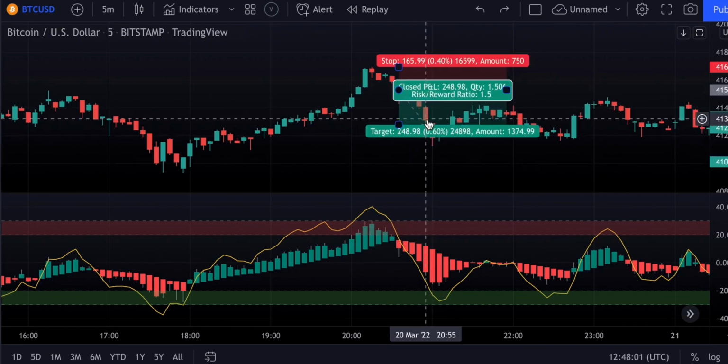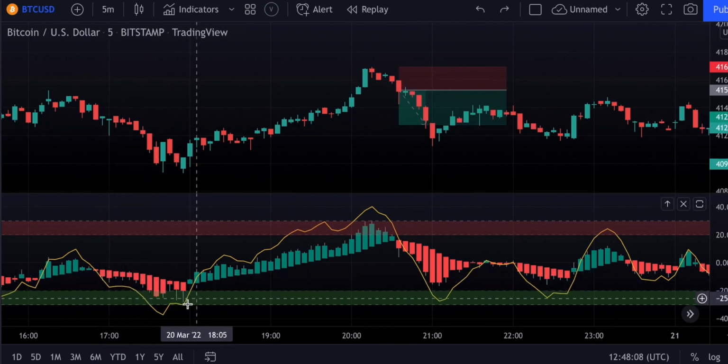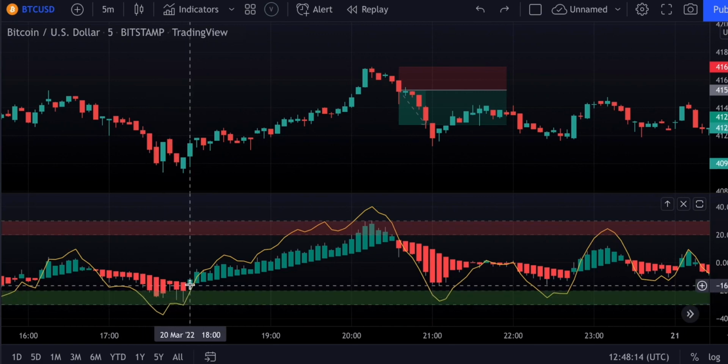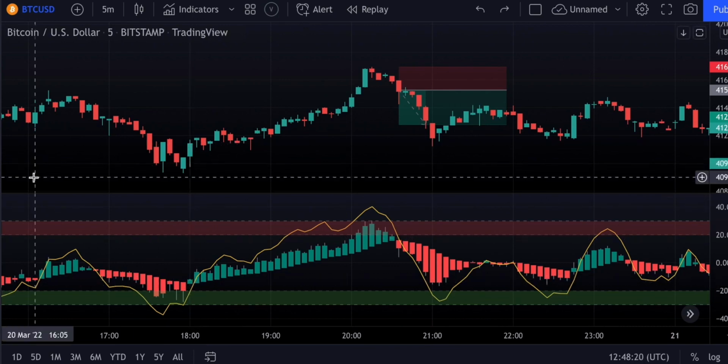The opposite works when entering long trades. We need to wait for these bearish histograms to get into this oversold area. And once this happens, we're going to have to wait for the first bullish histogram, and this is where we would enter a long position on this candlestick right here.